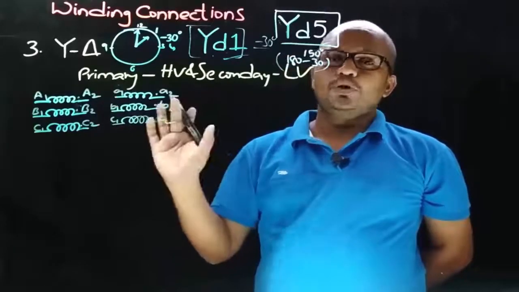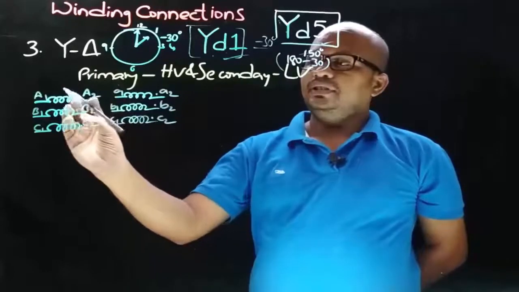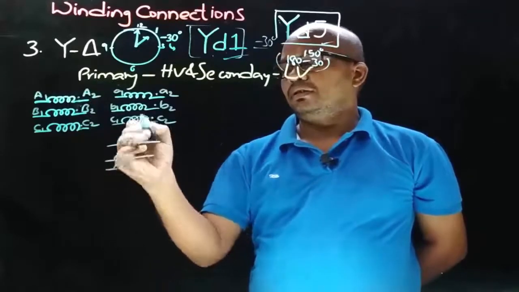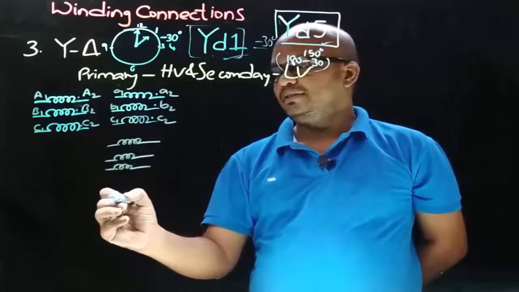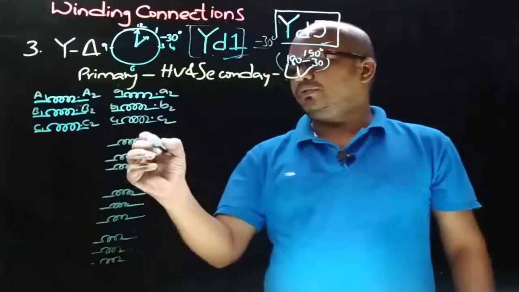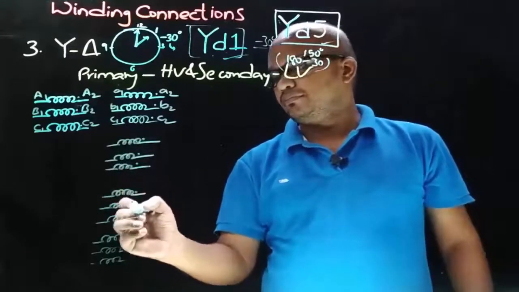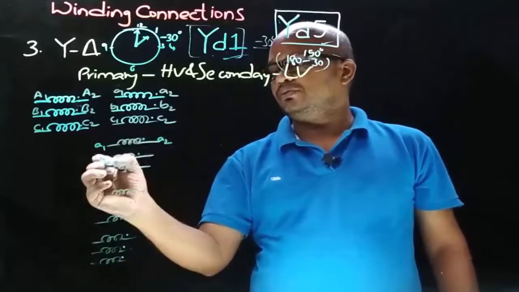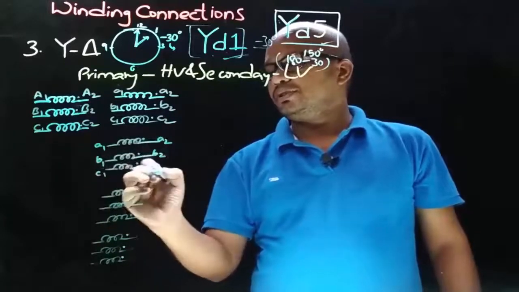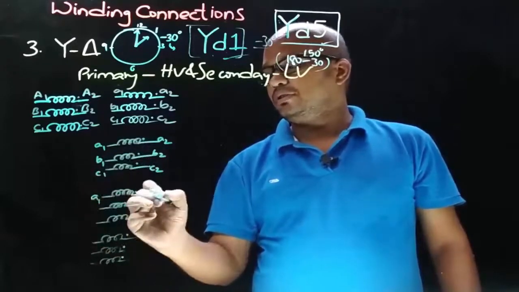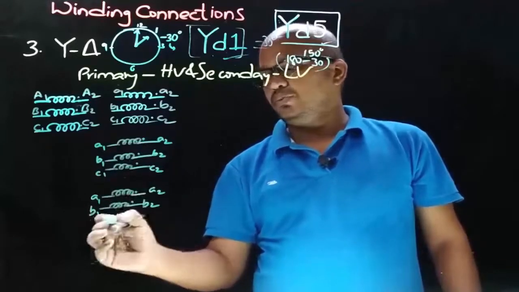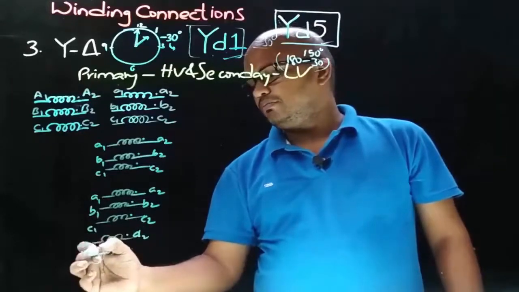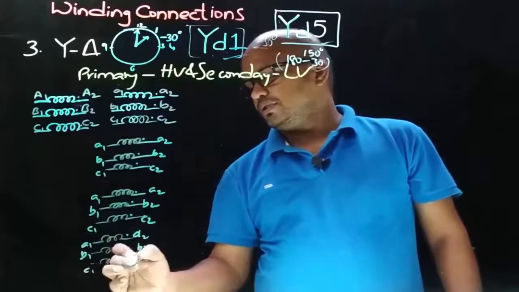And for all the 4 possible connections, we leave the primary side winding connections as they are. So let's draw all 4 secondary side windings. Therefore, these are the dot ends. This will be A1, A2, B1, B2, C1, C2. This will be A1, A2, B1, B2, C1, C2. This will be A1, A2, B1, B2, C1, C2.